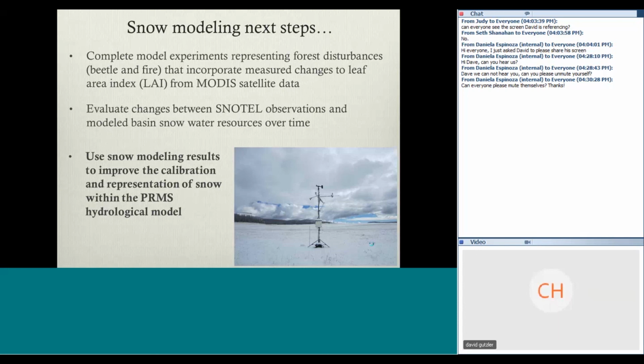So we're still in the middle of this project, and work is still ongoing. Our next steps are to explicitly model these changes in forest disturbances, specifically by adjusting the leaf area index that the model uses through time based on measurements from satellite data. And then trying to key in on the changes between SNOTEL observations and modeled basin snow water resources over time. Lastly, one of the main goals of the snow modeling we're doing is to aid the hydrologic model that we're developing for this project through calibration and representation of snow processes.